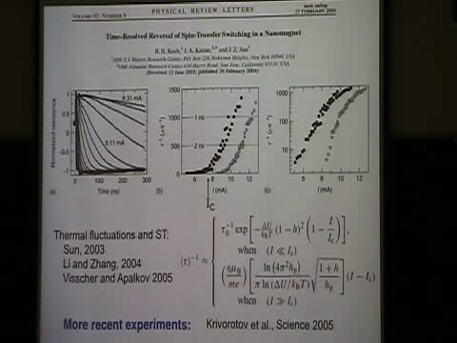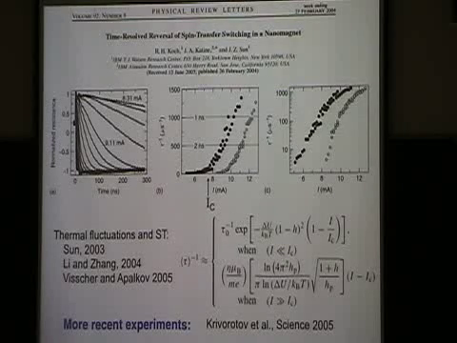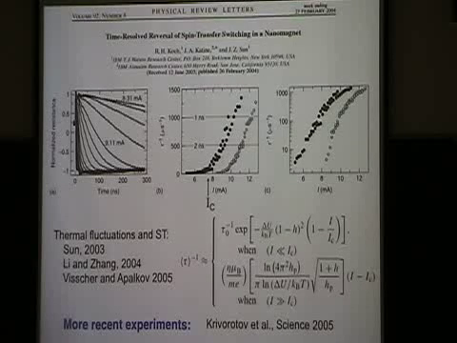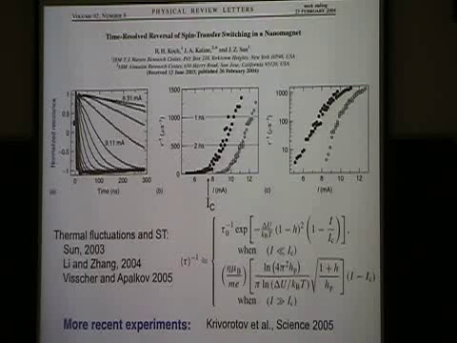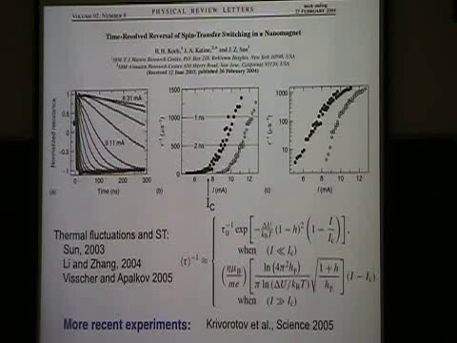One of the natural questions you can ask is, you have a current now, a new way to manipulate the magnet. What about thermal fluctuations? What about the stability of these states when you have a current present? This is not really a solved problem, but of course experimentalists don't care if it's solved or not. They go ahead and measure.